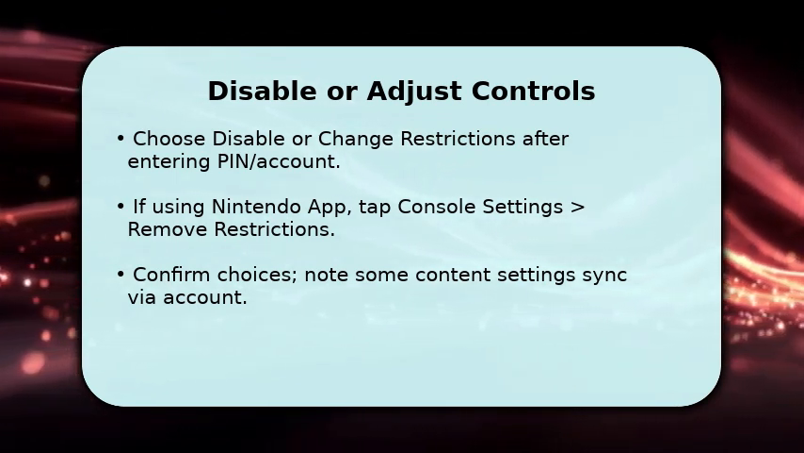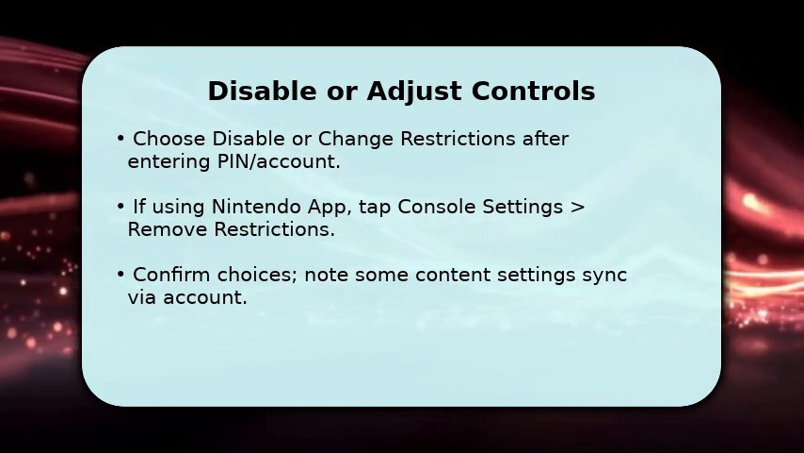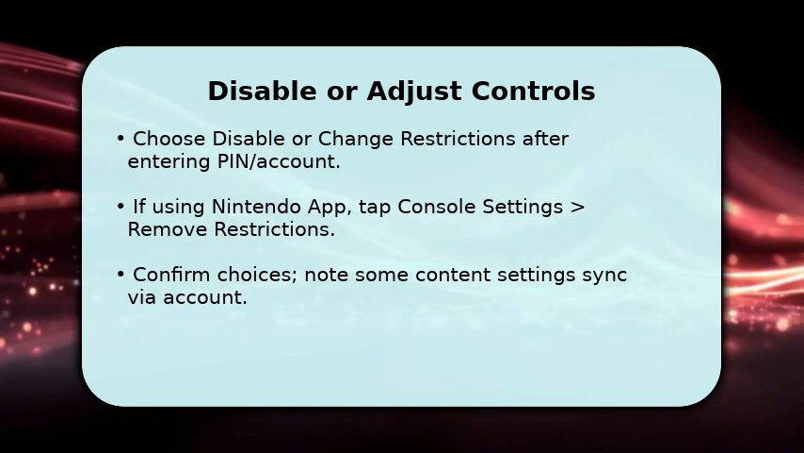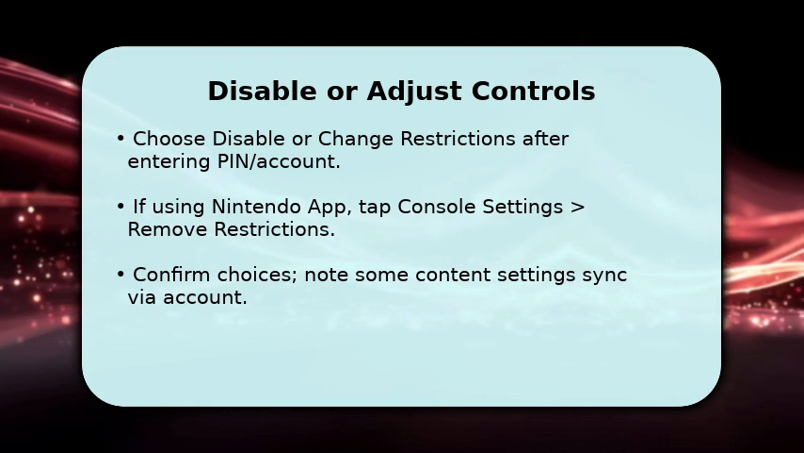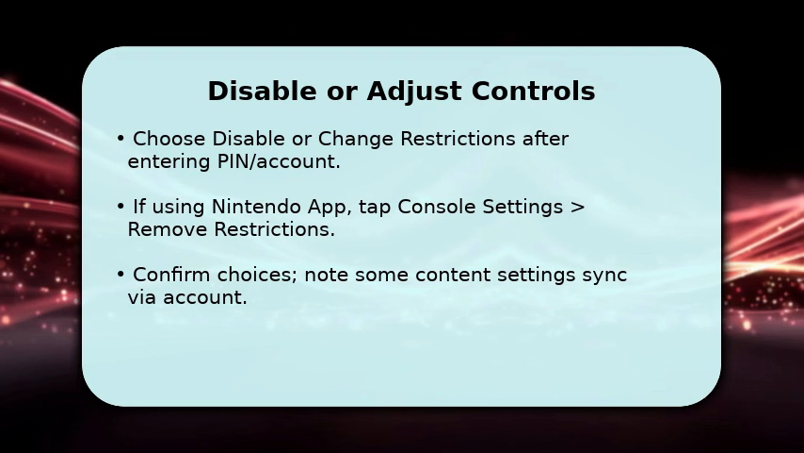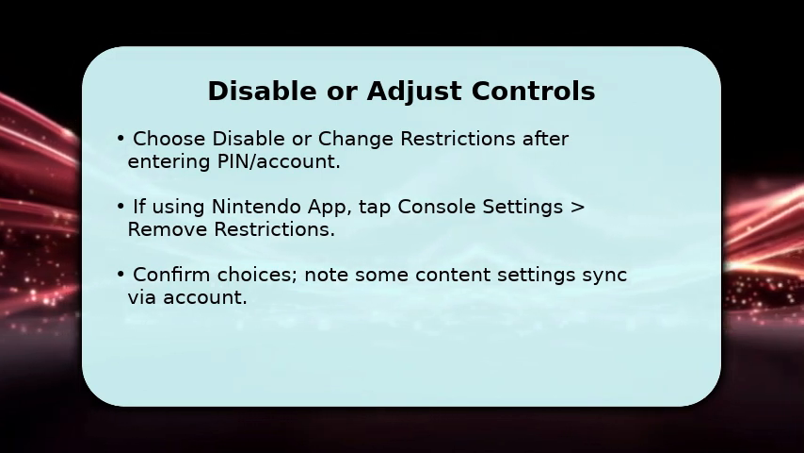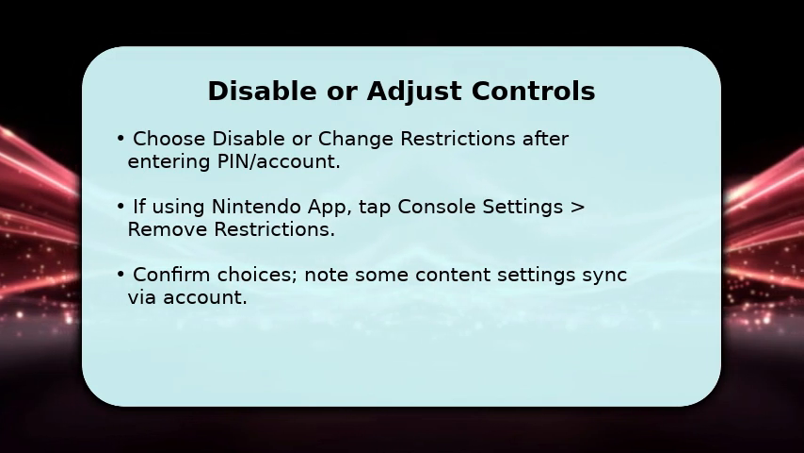If your Switch is linked to the Nintendo Parental Controls app, open the app and navigate to Console Settings to remove or modify controls remotely. Make sure to confirm each change on both the console and the app, because settings can sync via the Nintendo account. Once done, verify that playtime limits, age filters, and communication blocks reflect your new choices.